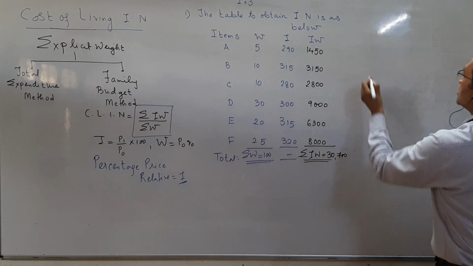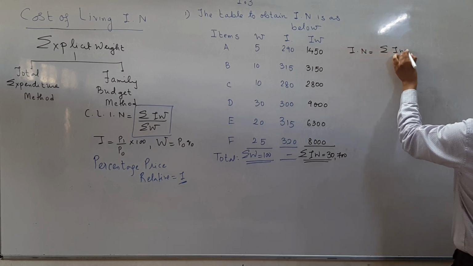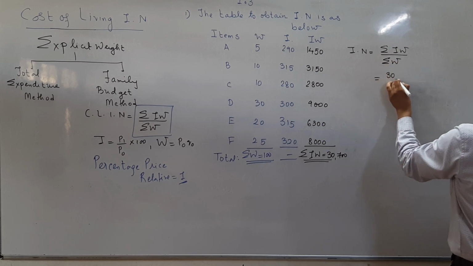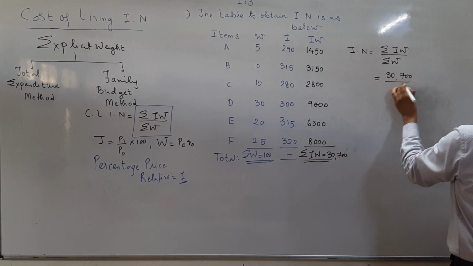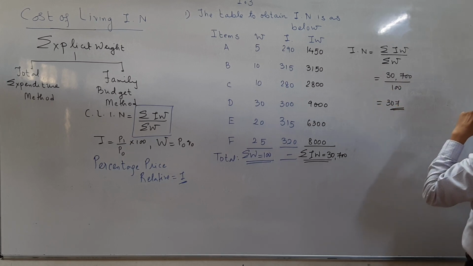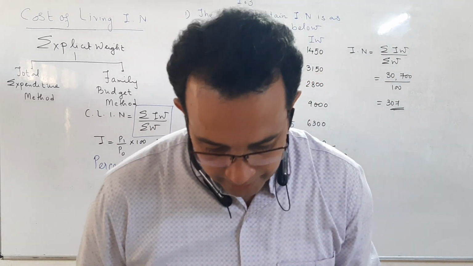So index number is equal to sigma IW upon sigma W. 30,700 upon 100, so it is 307. This is what we have obtained. Now interpret it.